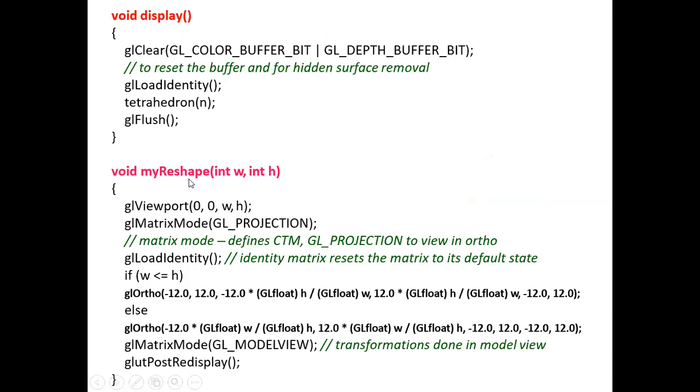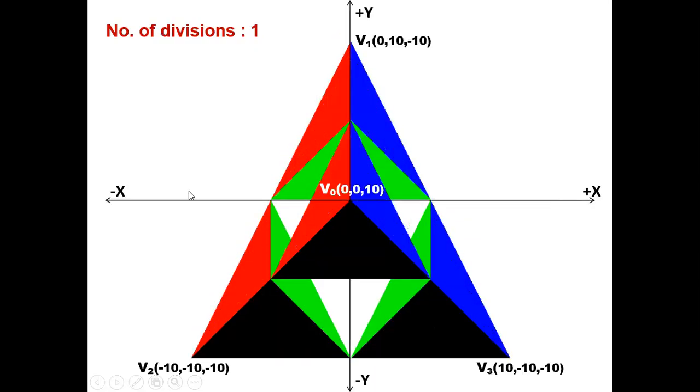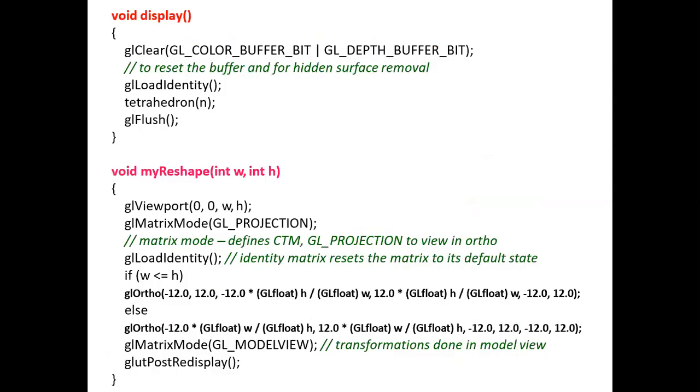The next function we have is my reshape function. Why are we using the reshape function here? Because initially my output window will be small. If I increase my output window, my output should occupy my entire monitor screen, so it should vary with my screen size. In order to have that, I'm making use of the reshape function. We have used this reshape function in the third lab program and the fourth lab program, the cube program also, and the same way here also we'll be using it.